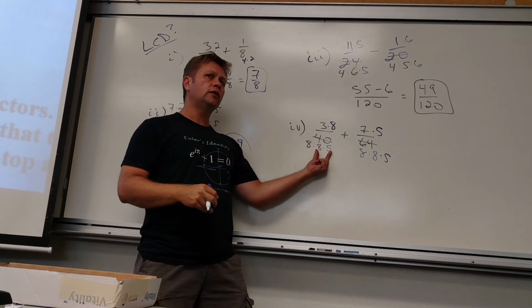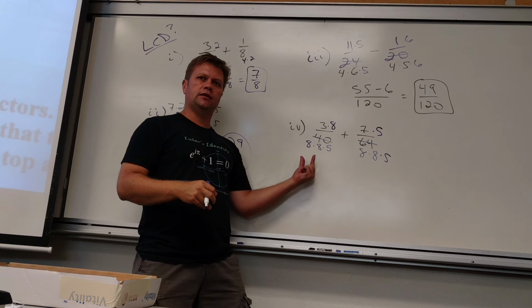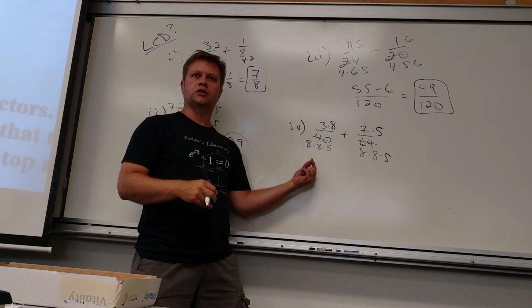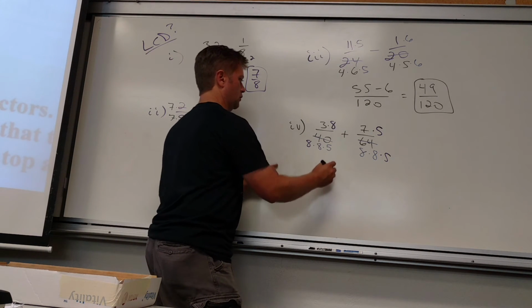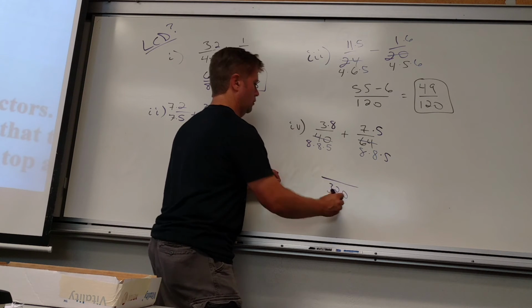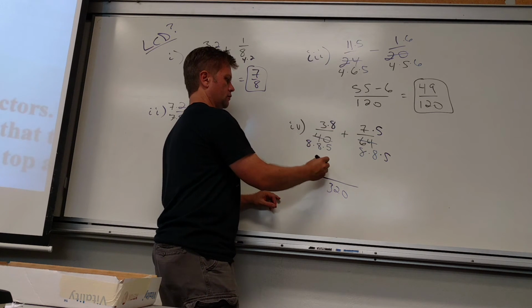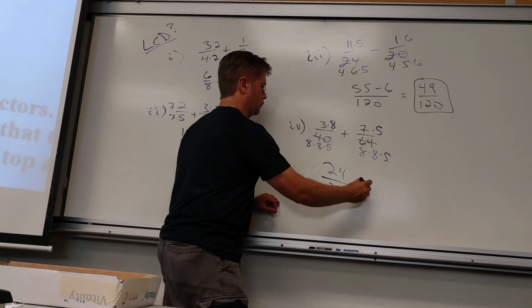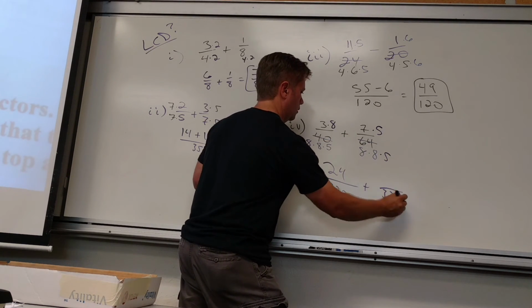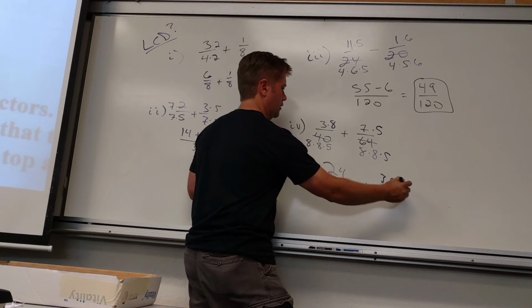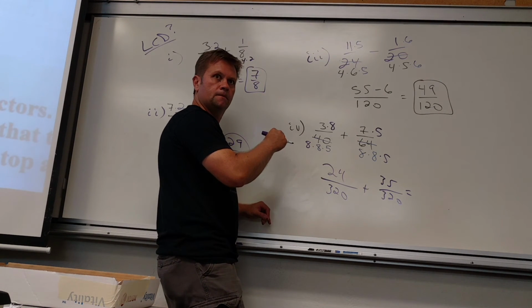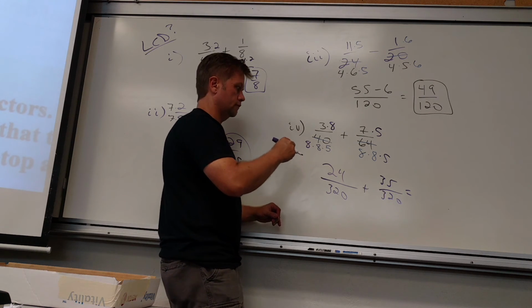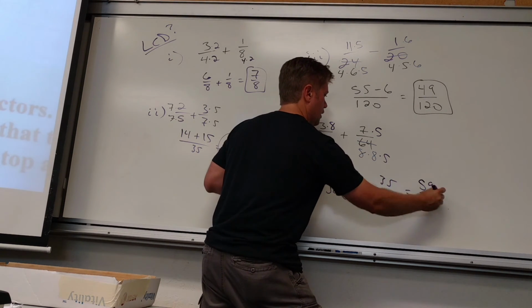8 times 5 is 40. 40 times 8 is... What's 4 times 8? 32. Add a 0 on. 320. So this will be over 320. 3 times 8 is 24. 7 times 5 is 35. I like it. 24 plus 35 is 59 over 320.